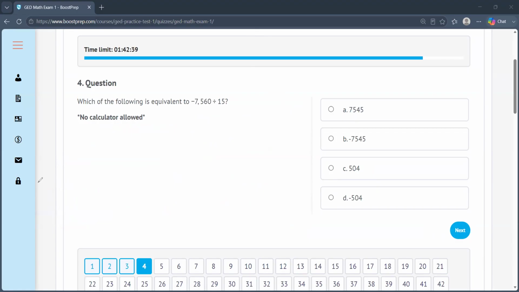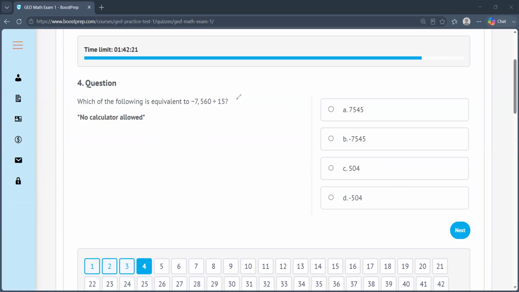Okay, question 4. Which of the following is equivalent to negative 7560 divided by 15? We can't use a calculator, but we can just do this by hand. So how do we do this?